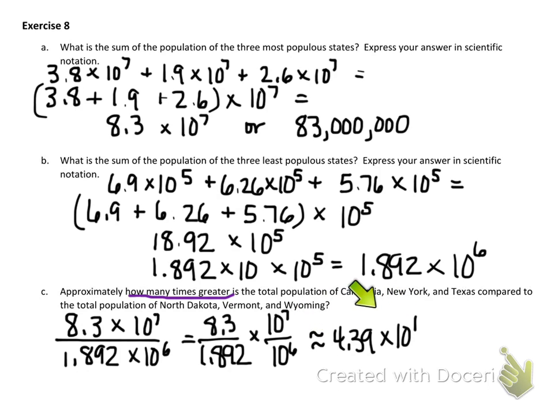I'm not going to leave my answer here in scientific notation, although it is, because I'm being asked how many times greater. So if I just multiply that out by 10, I've got 43.9 times bigger or greater is the population of those more populous states. So I could even round that to 44 times greater, approximately 44 times greater population in those more populous states.